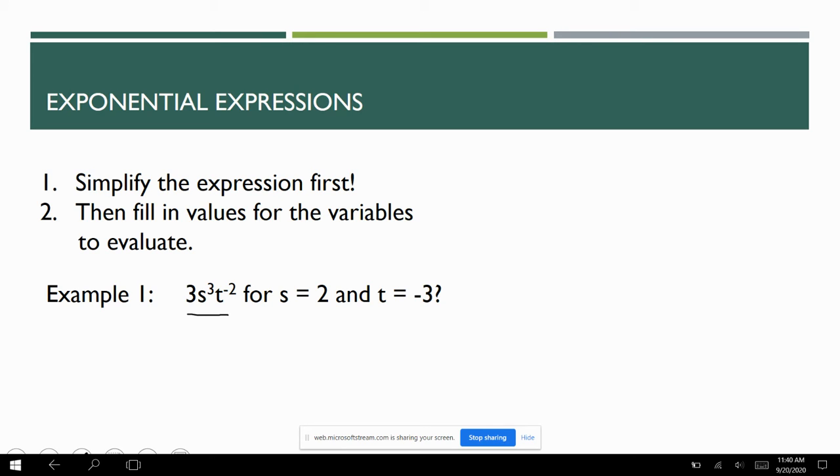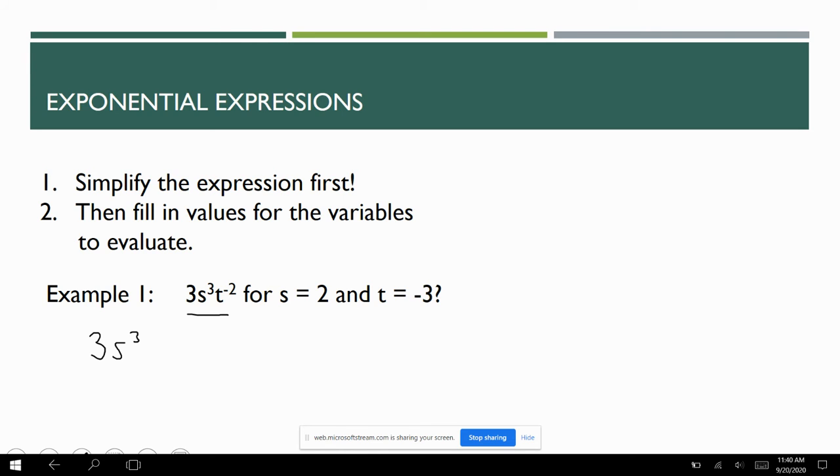And as we've probably talked about in class by now, I want you guys to simplify number by variable by variable. Work your way from left to right, one at a time. So that 3 has a positive exponent, which means it stays where it is. So our 3 stays in the numerator. Move to our s cubed, positive exponent, so our s stays in the numerator, raised to the third power.